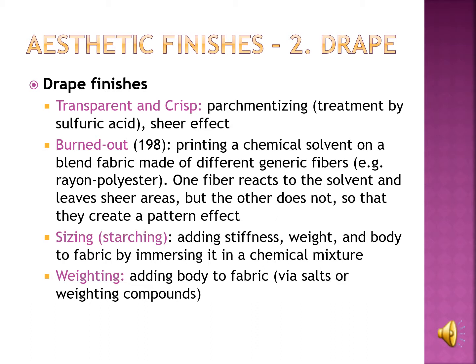The second is called burned-out finish, and number 198 gives you a really good example of that. That's when a chemical solvent is printed onto the fabric, which is usually made of different generic fibers, and then one fiber reacts to the solvent and leaves a sheer area, but the other one doesn't, and that's how the pattern is created. So again, take a look at that one. It's better explained by just looking at a visual, but that's what that type of finish is referred to as. And then there's sizing or starching, which adds stiffness and weight to a fabric, and there's also weighting the fabric, which is just done to add body. So those are the finishes that improve drape.